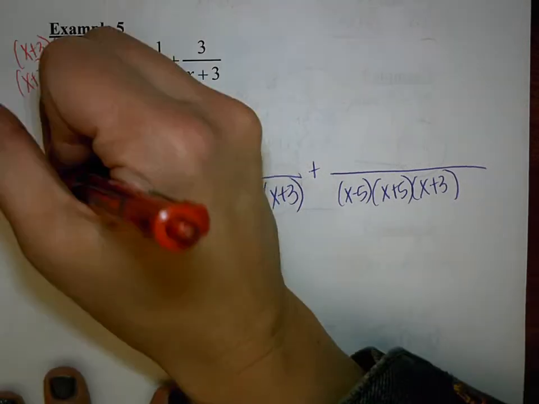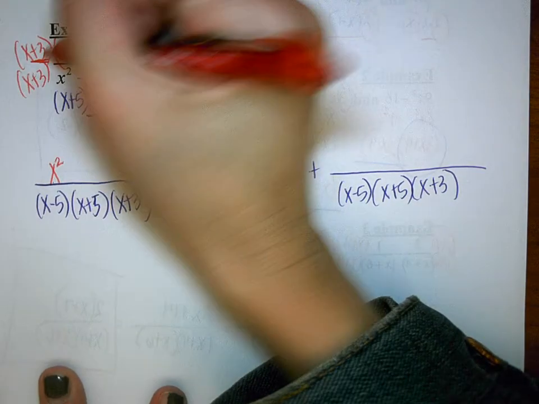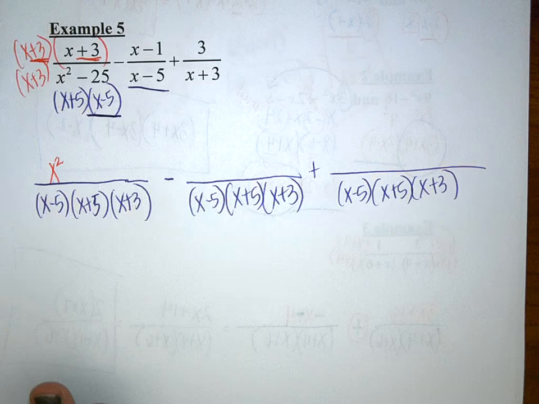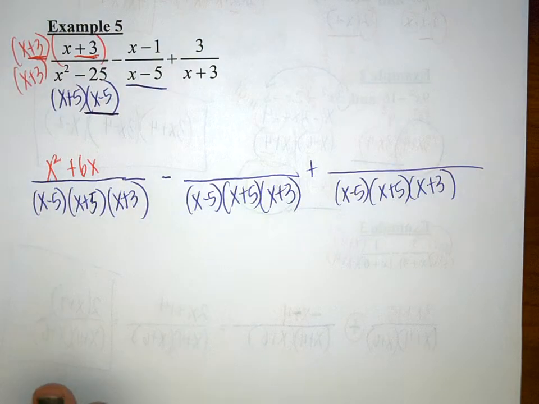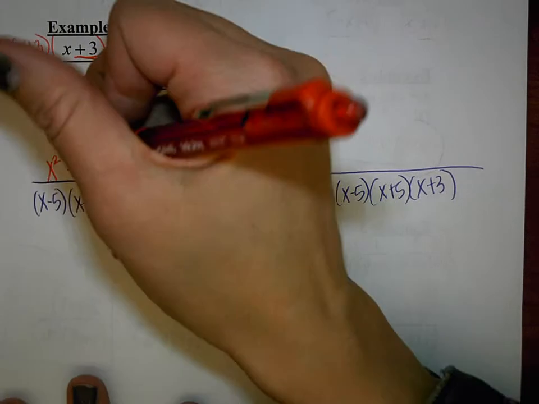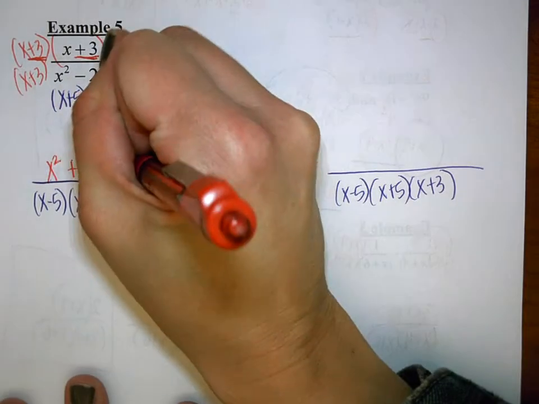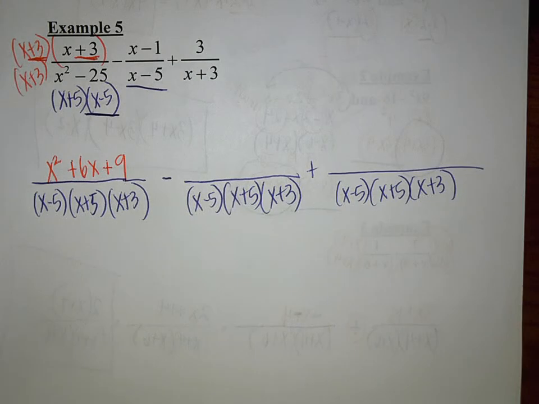We get x squared. On the adding number, positive 3 and positive 3 adds to be positive 6x. And then when I multiply positive 3 times positive 3, it makes a positive 9.